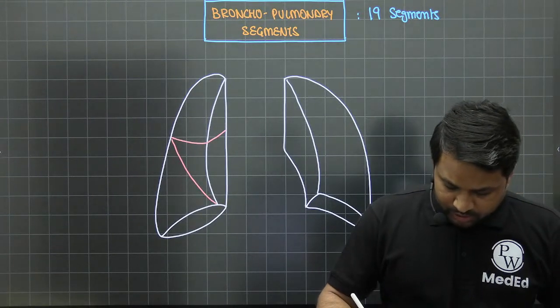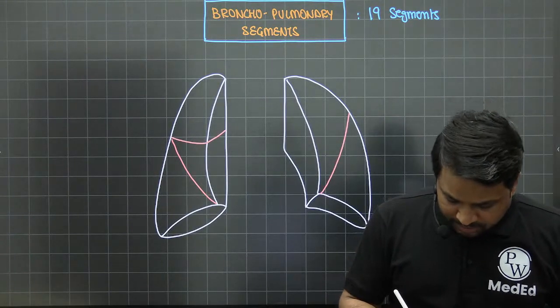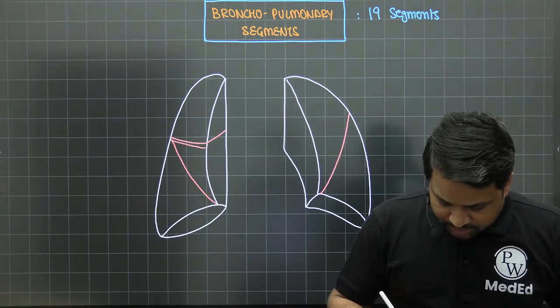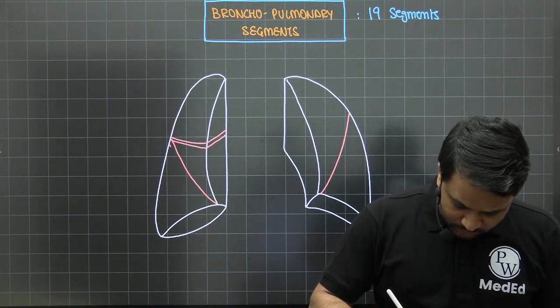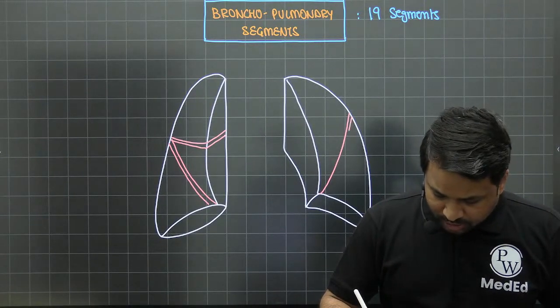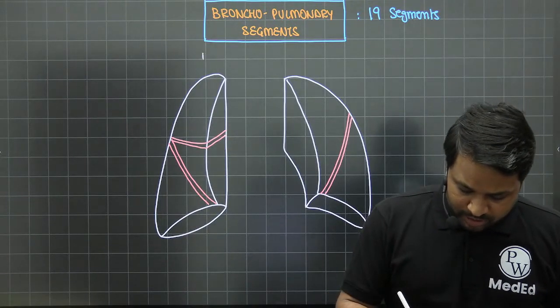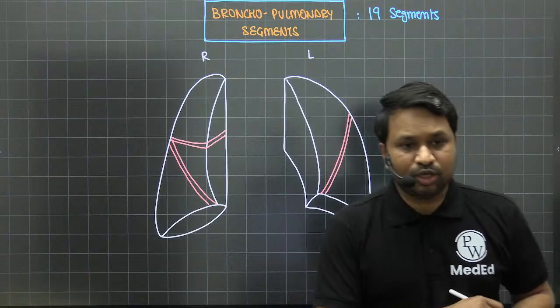Here in your left lung, you only have the oblique fissure. The transverse fissure is being engulfed. Okay. So this is your transverse fissure. This is your oblique fissure that is present on the right lung. This is the oblique fissure that is present on the left lung, right? So this happens to be your right lung. This happens to be your left lung.